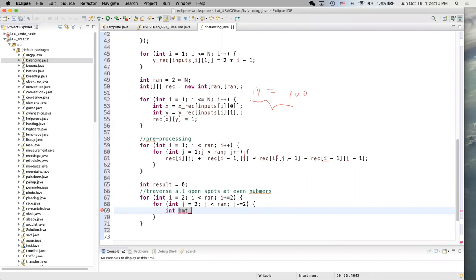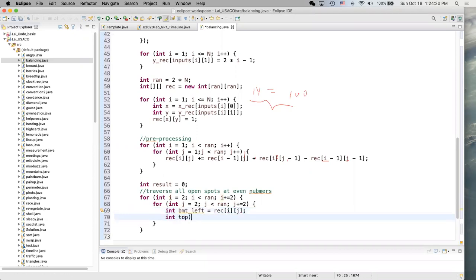First is the bottom left. If you have a cross in there, you're going to have 4 pieces of cakes: bottom left, bottom right, top left, and top right. So what is bottom left? Rec and J. That's our physical meaning for rec and J, isn't it?